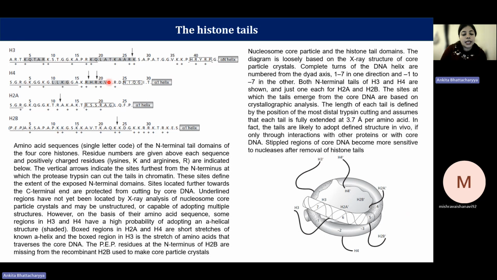The residues at the N-terminus region of H2B are missing. Yeah, this is not important. I think I copied it from the book, so it has come here.